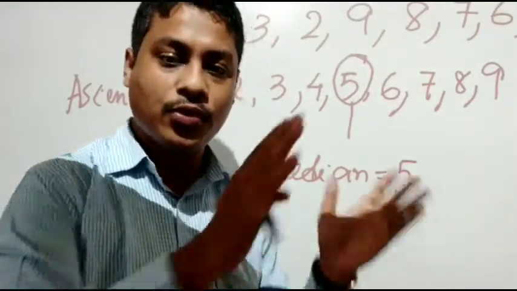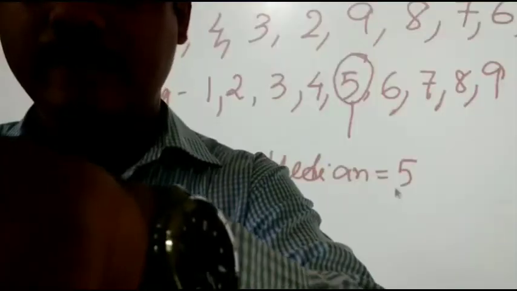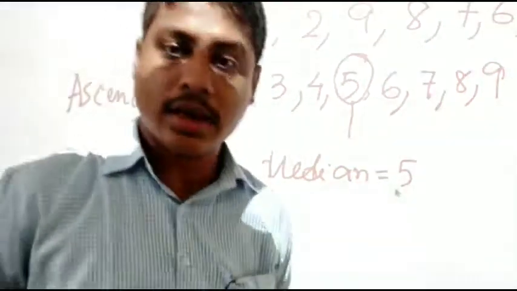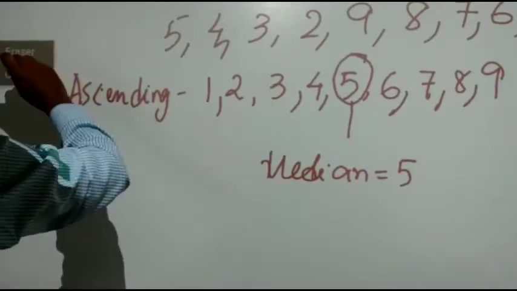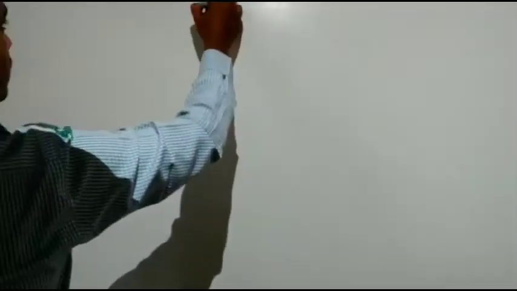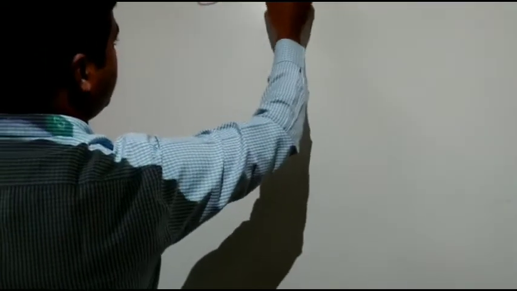Now let us move to exercise 3.2. So let us do exercise 3.2 number 1. Exercise 3.2, question number 1. The question is to find out: the scores in mathematics test of 15 students is as follows. So let us write the numbers first.